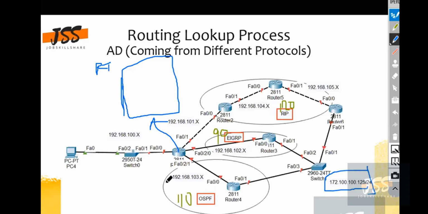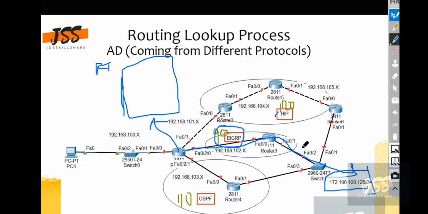I know you don't have a better understanding of the protocols, but just give me a hint or a guess: which one is it going to prefer, RIP, EIGRP, or OSPF? I think it's EIGRP. Why? You said that the trust number is the... Exactly. Very good, Krista. It is going to prefer EIGRP because its AD is less than RIP's and less than OSPF's. So EIGRP is always going to be preferred.